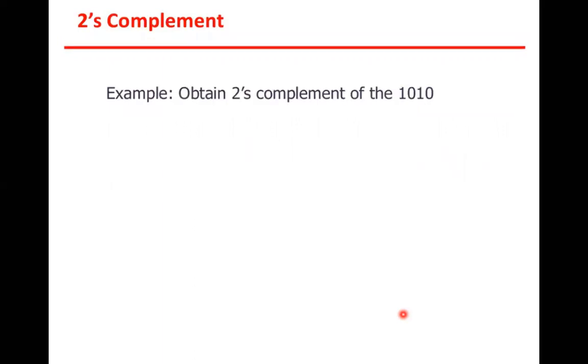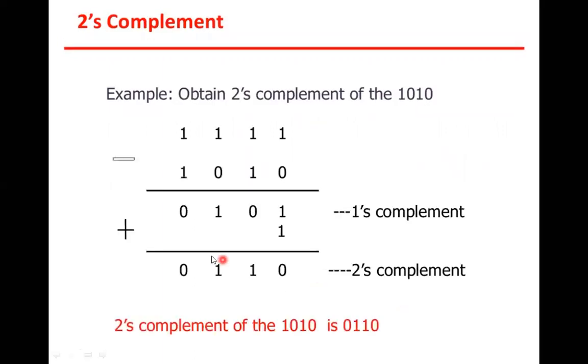Obtain the 2's complement of 1 0 1 0. See how we have done. So this is 1 0 1 0. What is the 1's complement of this number? It is 0 1 0 1. And after getting the 1's complement of this particular number, we need to add 1 to it. So when you add 1, 1 plus 1 is 0 with 1 carry. So this will come as 1 and this 1. So 0 1 1 0 is called the 2's complement of which number? Of 1 0 1 0.